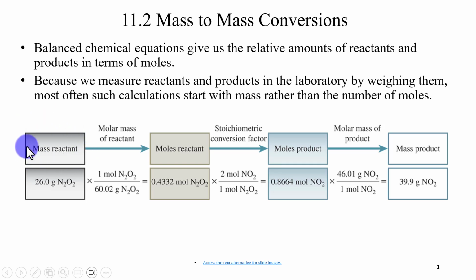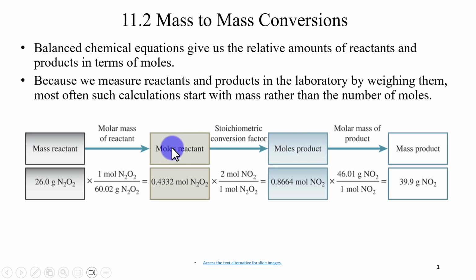If I start with the mass of the reactant and I want to end up with a mass of product or another reactant, it doesn't need to be a product necessarily, any of the molecules that I start with in a balanced chemical reaction. But if I start with a mass of a reactant from a laboratory scale, I cannot use the conversion factor from the balanced chemical reaction directly, because that only relates moles of one compound to moles of another.